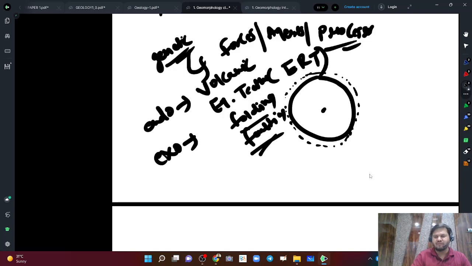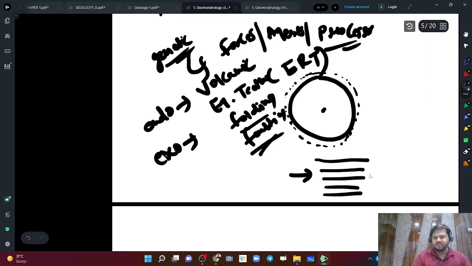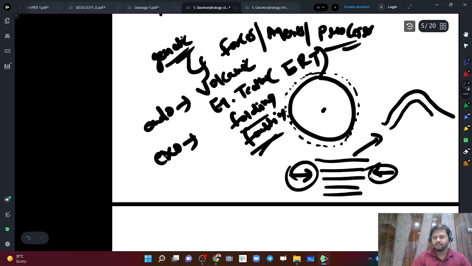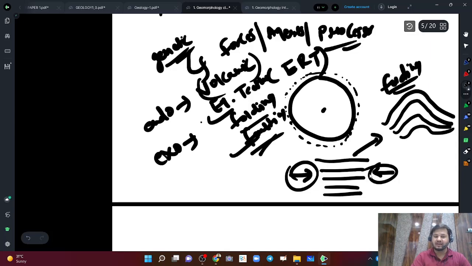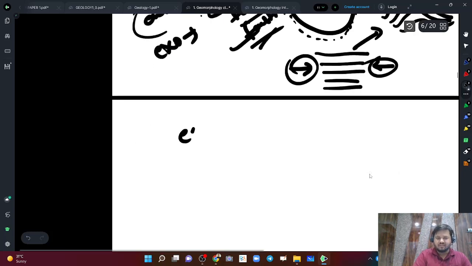I hope you understand what folding is. If you don't, don't worry. Folding is basically, suppose these are layers of rocks and somehow they are under stress, right? What might happen is they might break or they might buckle. They might fold basically. Under the effect of these forces, they might bend, something like this, right? So this is known as folding. All those processes which lead to folding, faulting, volcanic activities, earthquake, these are endogenetic forces, right? What are exogenetic forces?